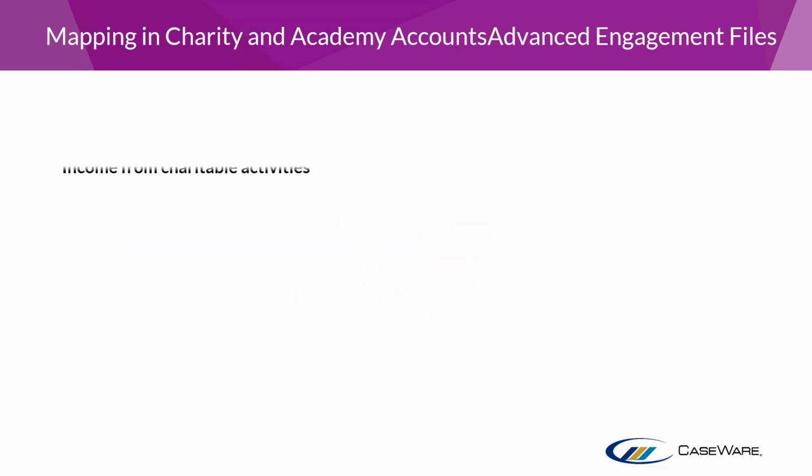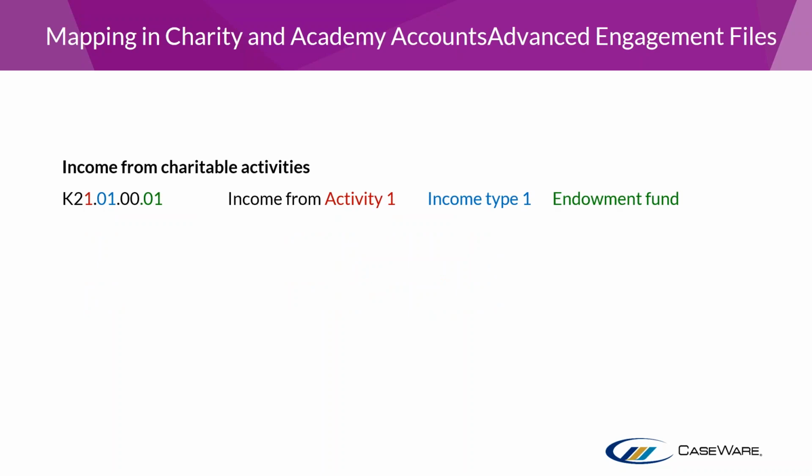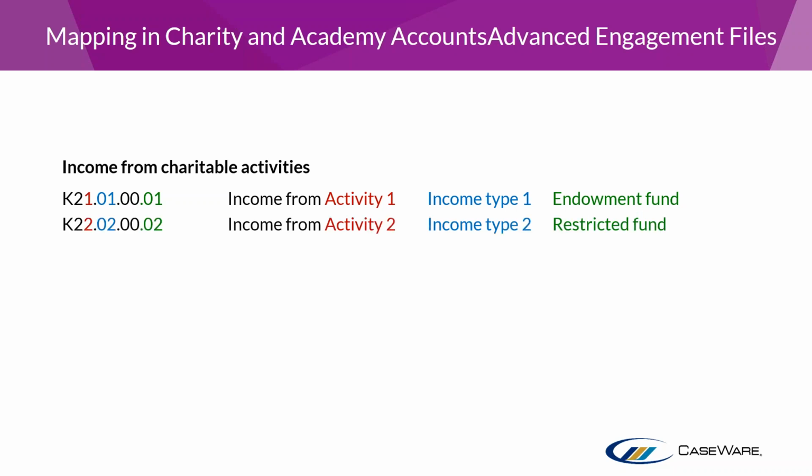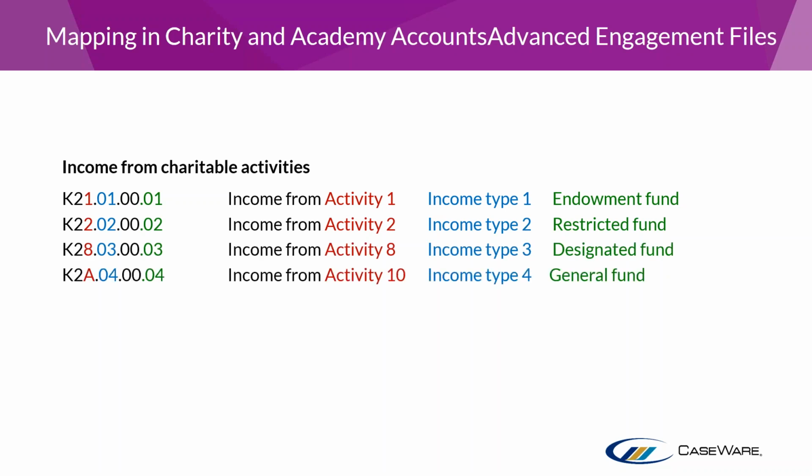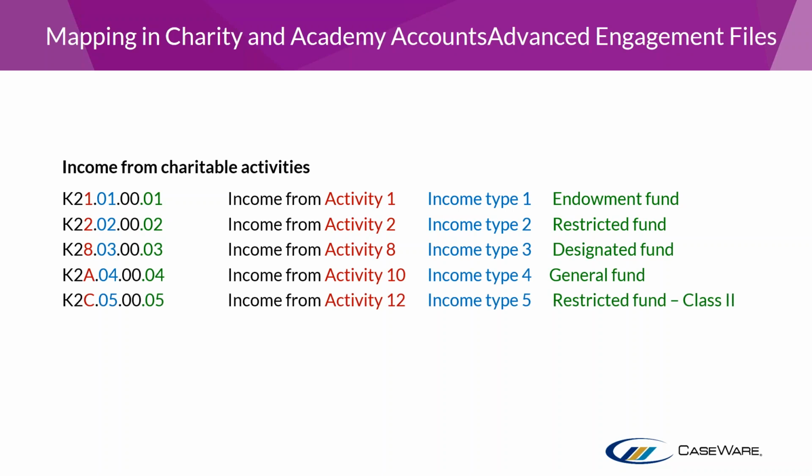Drill down again, and as I mentioned, that 3rd element in most cases is always going to be 00. So we're just going to look at the last element, which is the element shown in green. That last pair of numbers identifies whether the income or expenditure is going into a restricted fund or a general or unrestricted fund.